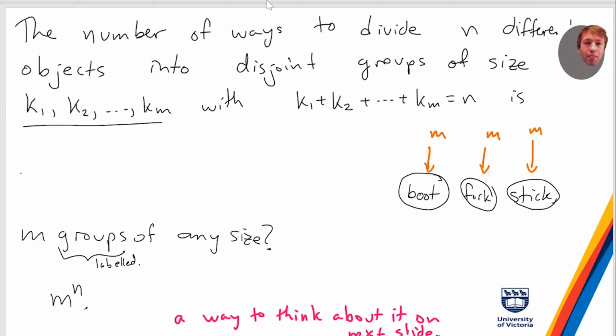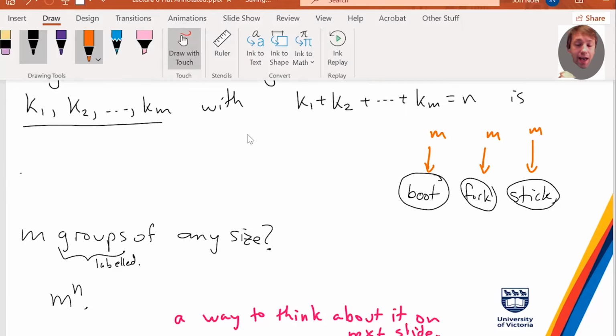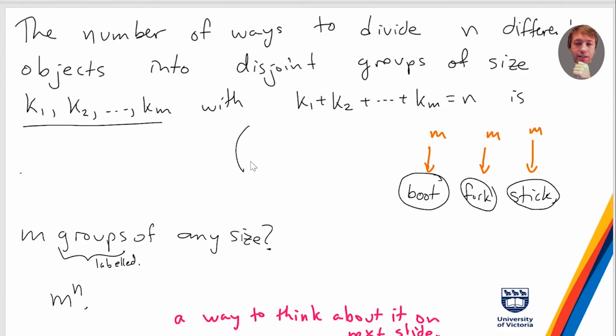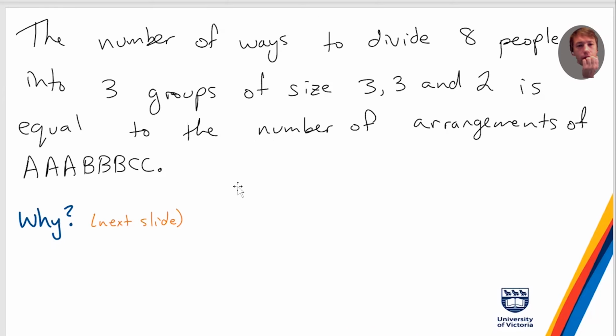Okay, but now if I want the groups to have specific sizes, k1 up to km, then the answer is the multinomial coefficient, n choose k1, k2, up to km on the bottom. But if I don't care about the size, the answer is just m to the n. So this is a kind of combinatorial argument for saying why two different things are equal.